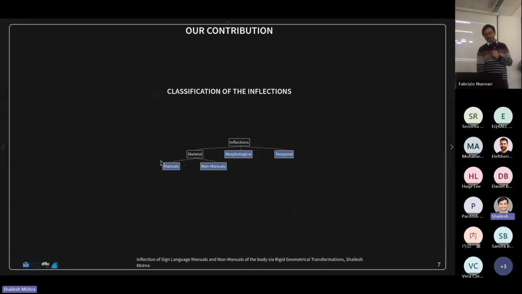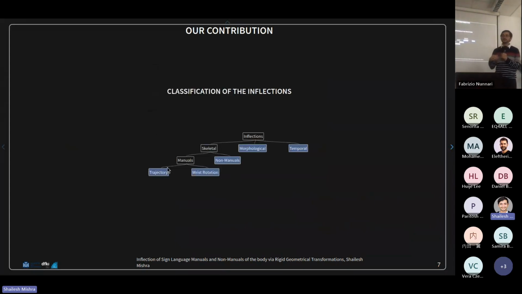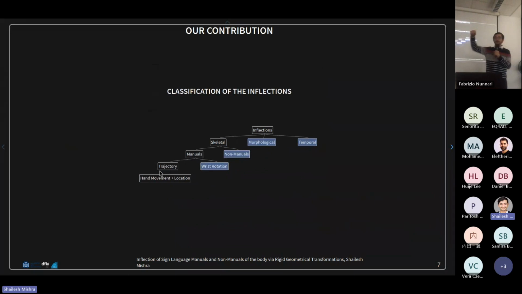And the manual motions we categorized further into two parts, which are trajectory and wrist rotation. So trajectory concerns the hand motion. So you move your hand, right? And the wrist rotation consists of palm rotation, like that. So you're in the 3D space.